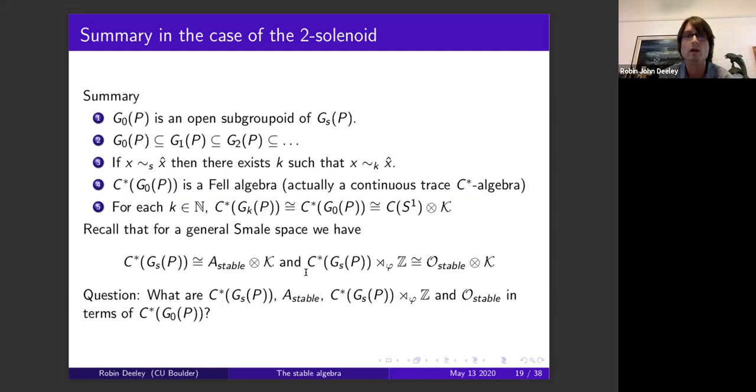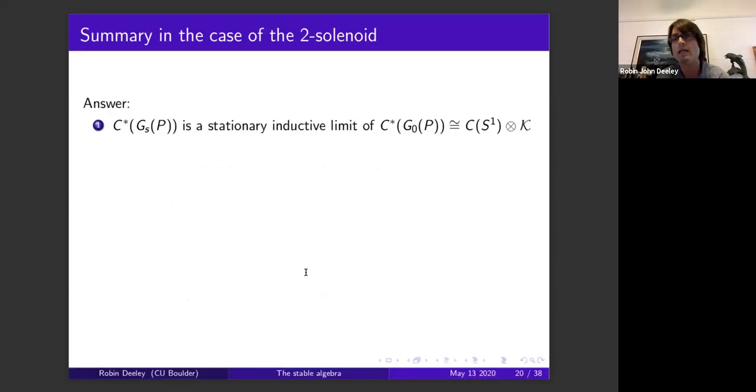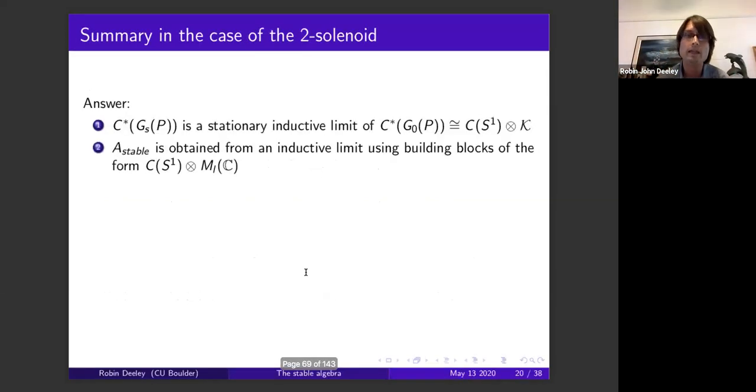Here's the list of things we have. So the first thing is that the C-star algebra associated to GSP is going to be a stationary inductive limit. That's exactly coming from our groupoid inclusions and the fact that they're all actually the same relation at different scales. Now for A stable, we don't get that it's stationary, because it's unital, but we do get that we have an inductive iteration where now we have matrix algebras.